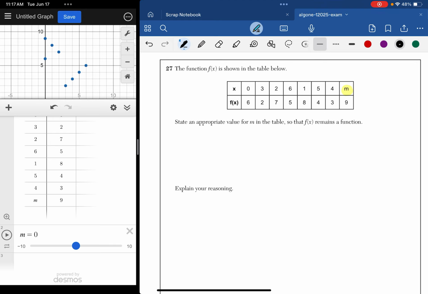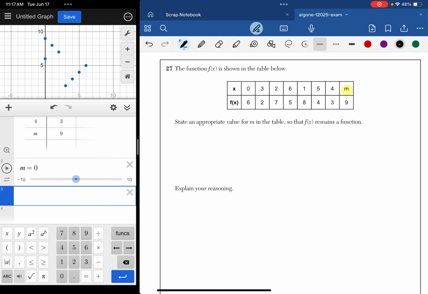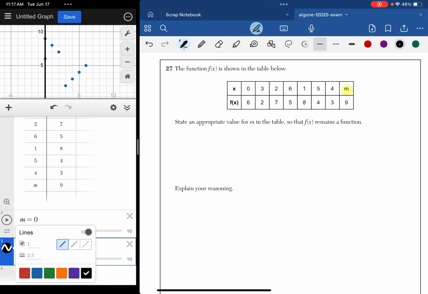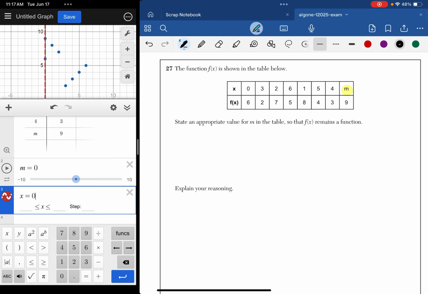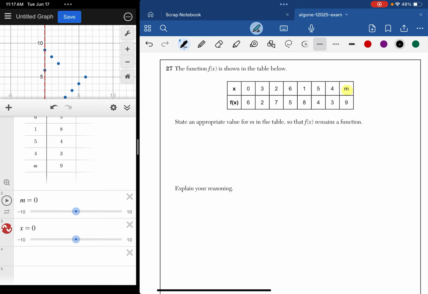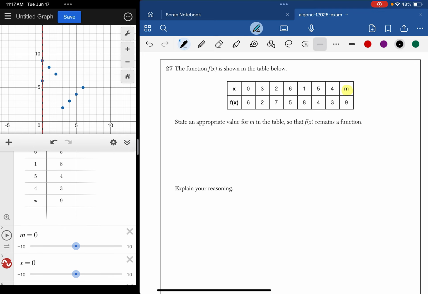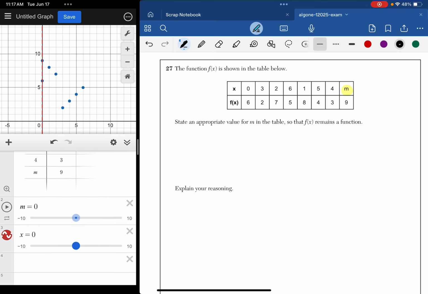So if I left it there, I'll just draw x equals 0. I'll make it red. All right. So I created a slider for that too. If I slide this along, you see how it intersects 2 points there, but nowhere else. All right, so 0 would be a bad number for that m.